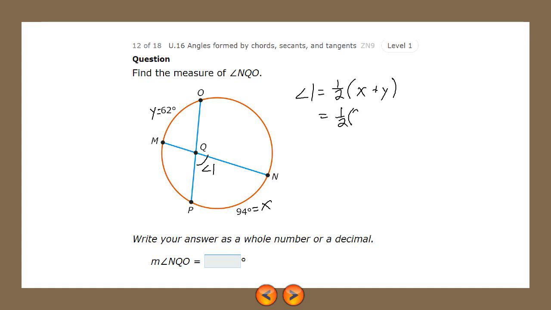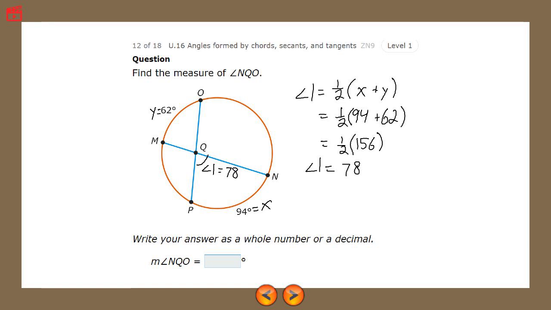Half of 94 plus 62. We just run that through a calculator. Half of 156. That's just 78. Angle 1 is 78 degrees. Let's write that down here.